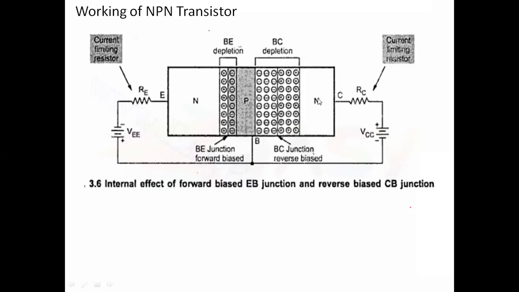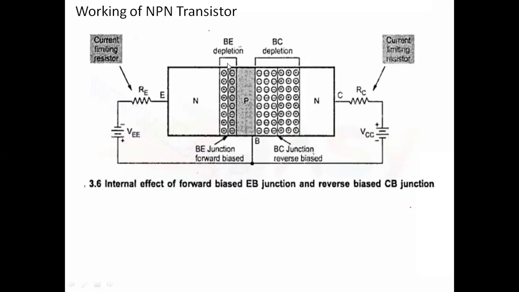And coming to the collector side, the collector is N. So N is connected to the positive side of the battery, so this is the reverse bias. In such a situation, how will the transistor operate or work? Okay, that we'll see. This is the just condition.